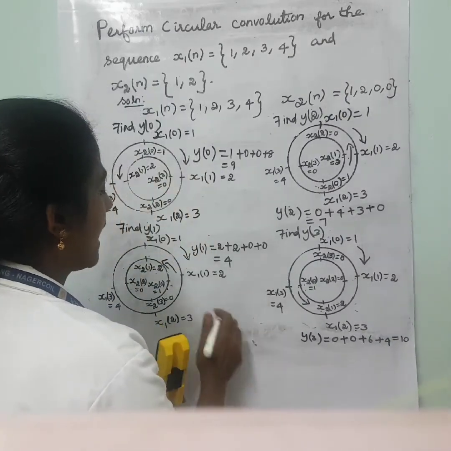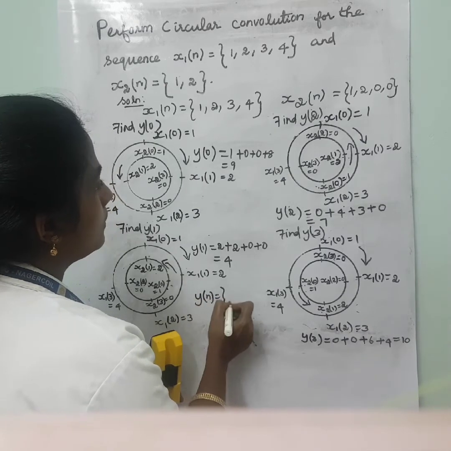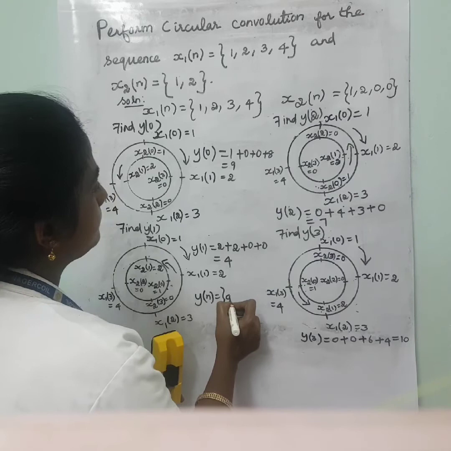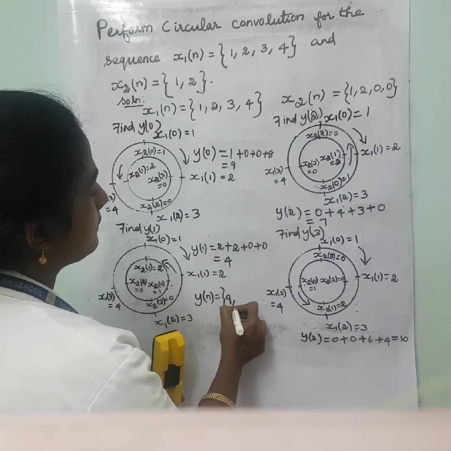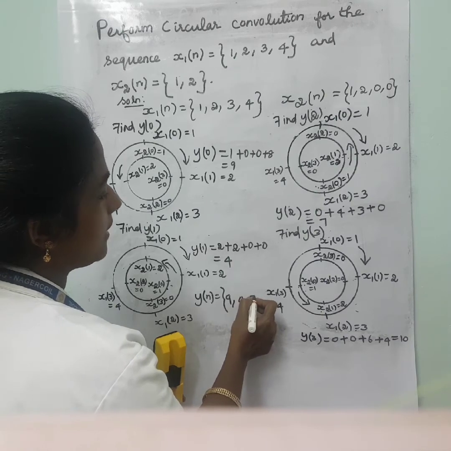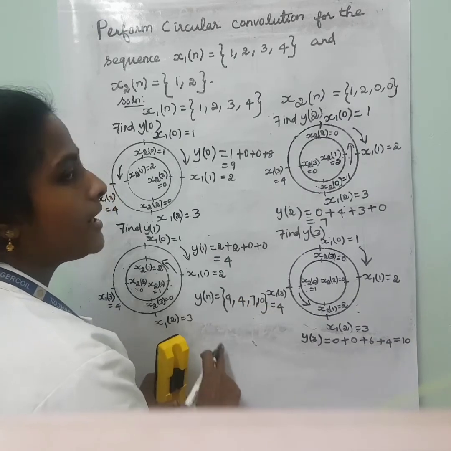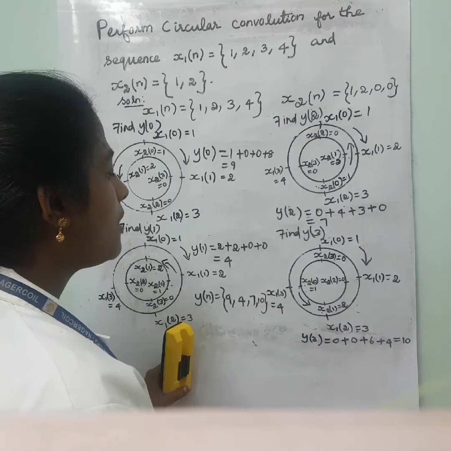So our answer is y of n is equal to y of 0 value 9, y of 1 value 4, y of 2 value 7, y of 3 value 10. So our answer is y of n is equal to 9, 4, 7, 10.